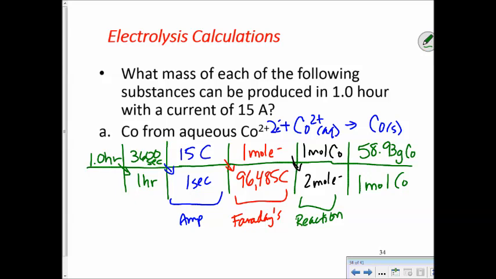Okay, so we calculate here, and we end up getting our grams that we'll be electroplating and depositing. Our final answer, I think, ends up being 16.49. Is that correct? So we're going to keep it at 16 and go with that.